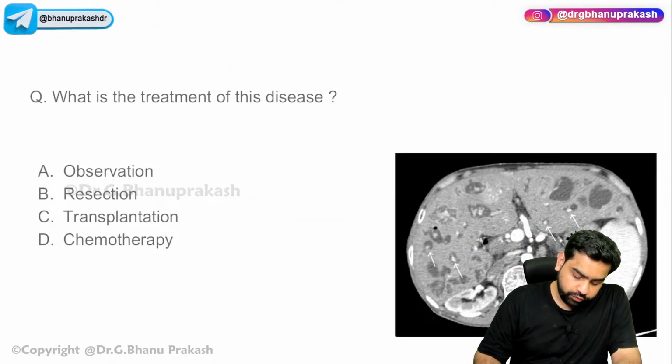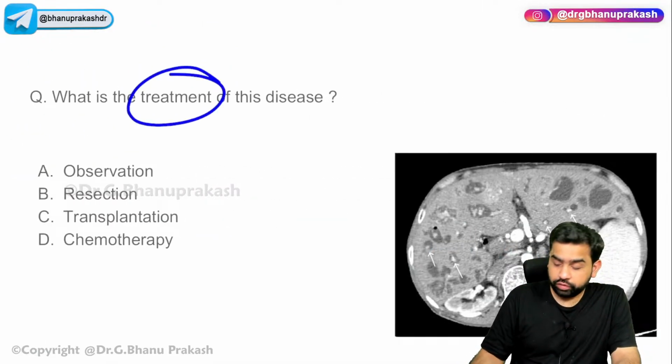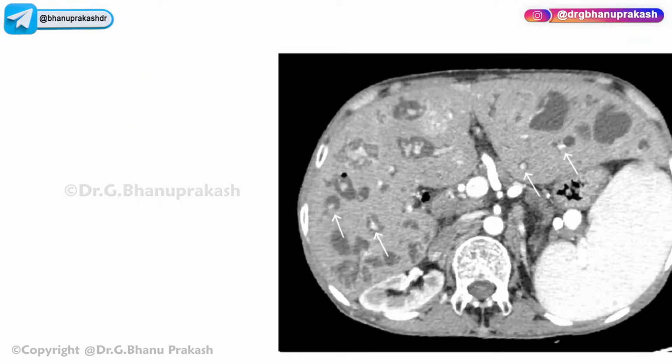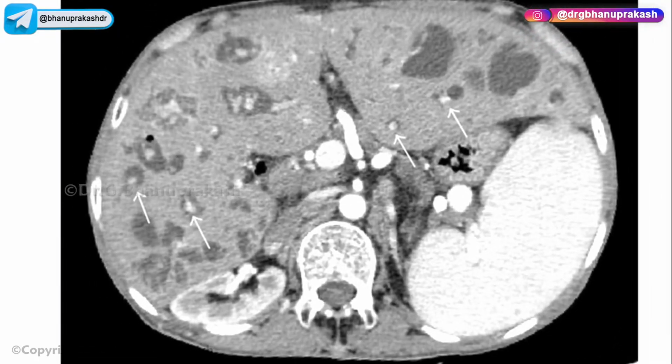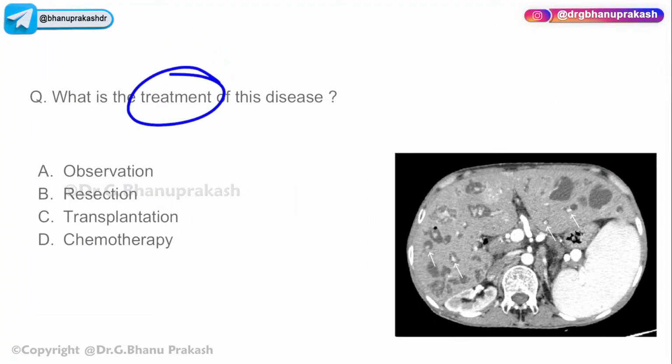What is the treatment of this particular disease? First of all, you have to make the diagnosis. So again, I'll get myself away from this screen, and now you can look at this image properly. Can you please help me? What is the diagnosis of this patient? First of all, tell me the diagnosis. Please try to understand what is being demonstrated in this image is a central dot sign.